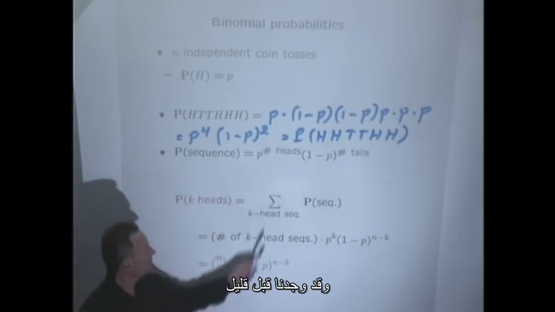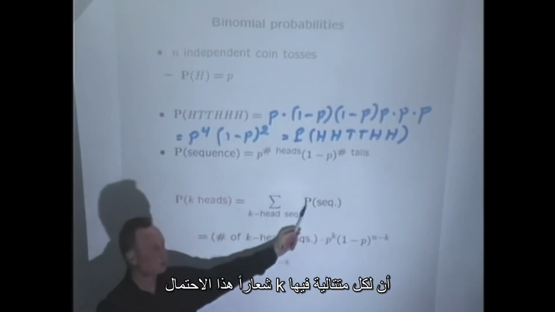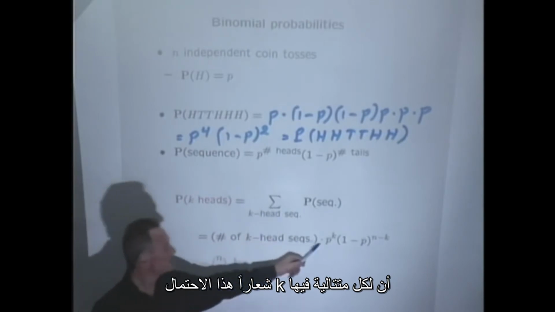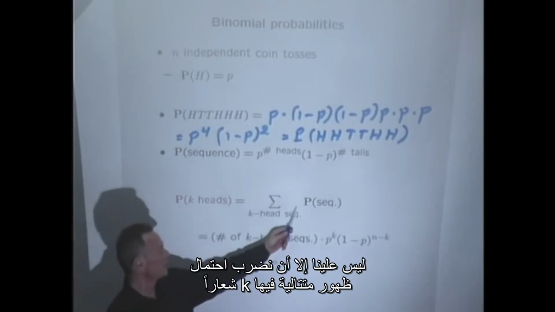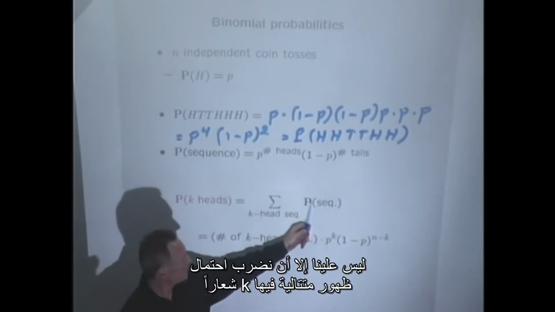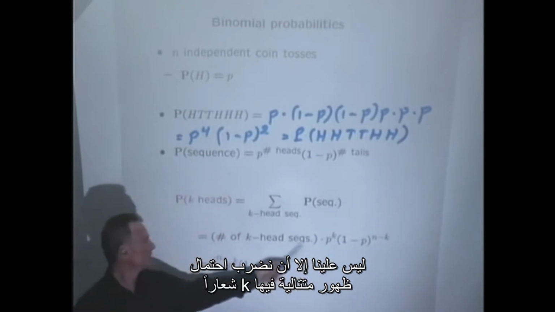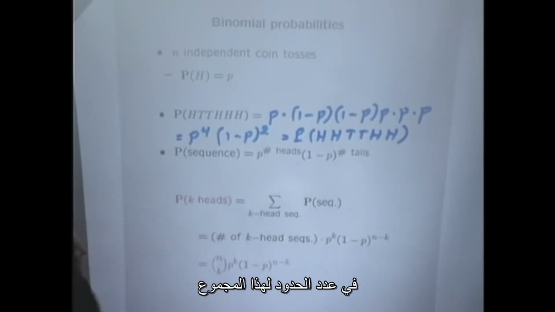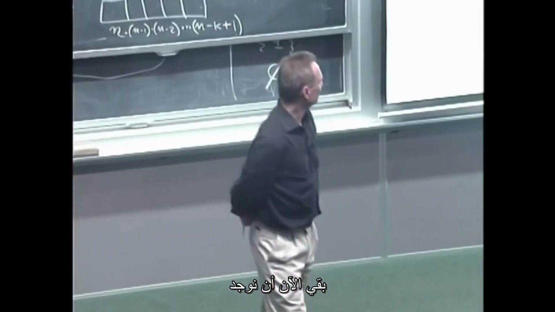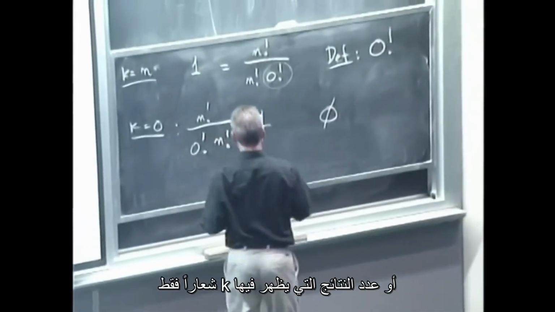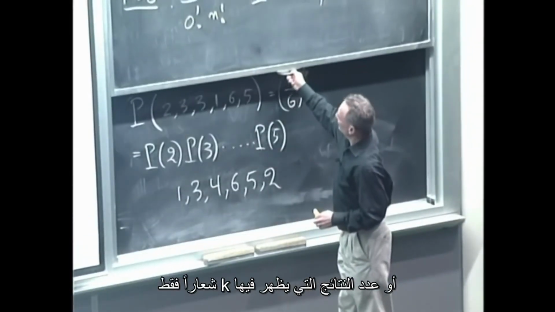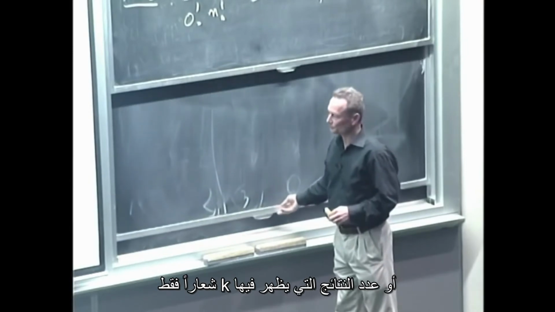We just figured out that any sequence with exactly k heads has this probability. So to do this summation, we just need to take the common probability of each individual k-head sequence times how many terms we have in this sum. So what we're left to do now is to figure out how many k-head sequences are there. How many outcomes are there in which we have exactly k heads?